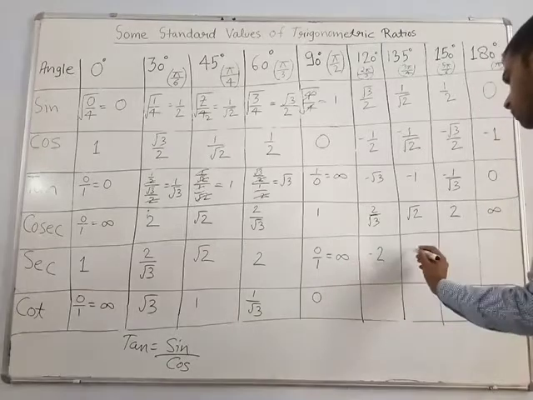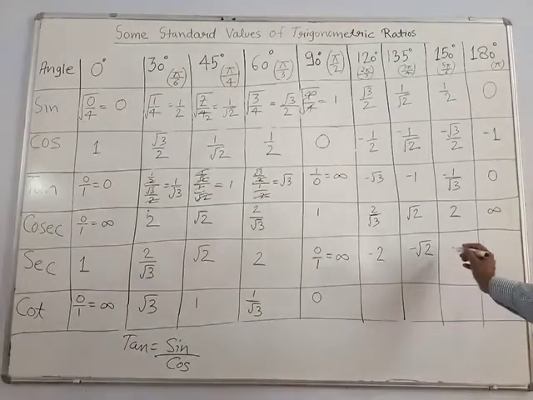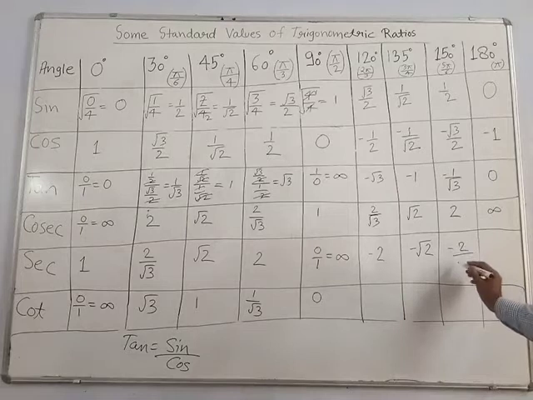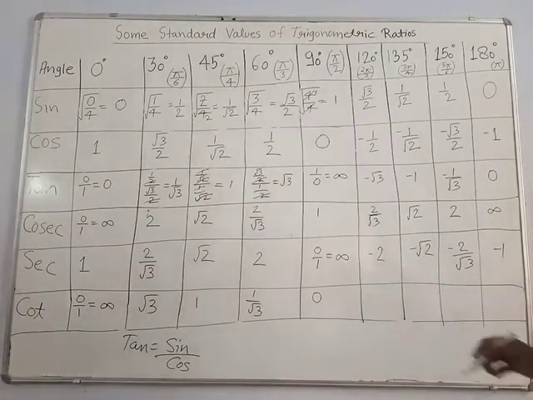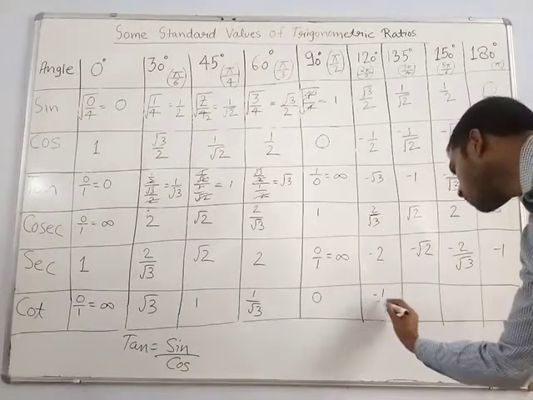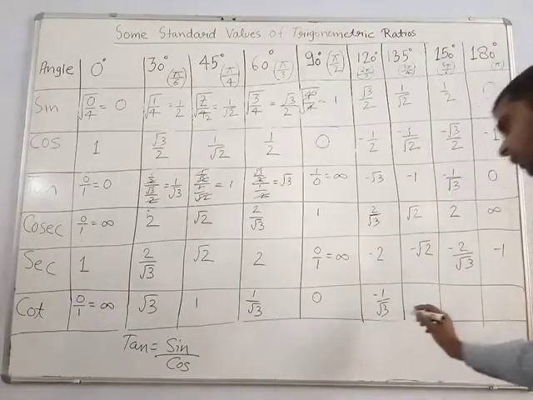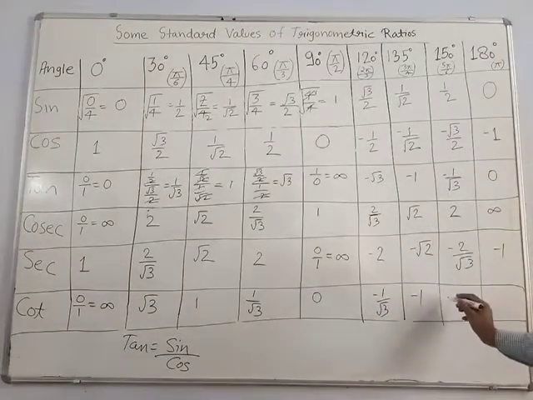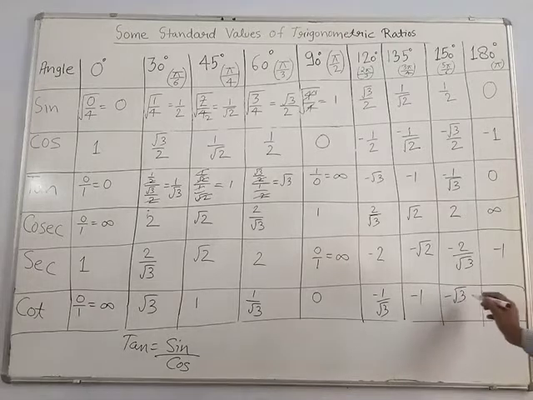minus 2, minus root 2, minus 2 upon root 3 and minus 1. Last cot: 1 upon root 3, minus 1, minus root 3 and infinity.